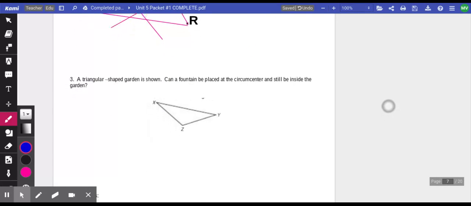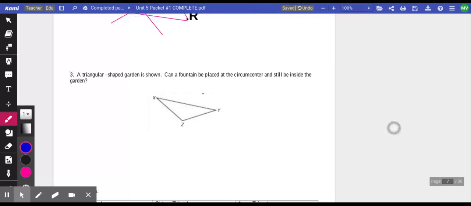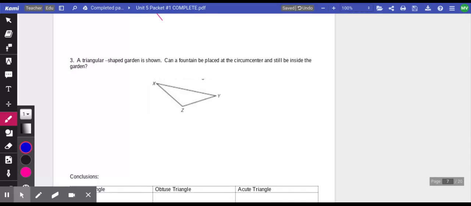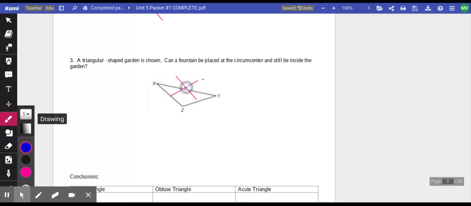A triangular shaped garden is shown. Can a fountain be placed at the circumcenter and still be inside the garden? So we know that the circumcenter is where the perpendicular bisectors meet. So I'm again going to approximate my perpendicular bisectors. I want each to go through the middle and be perpendicular to two of the sides. And it appears that no, it cannot. And the reason it cannot is because this is an obtuse triangle.